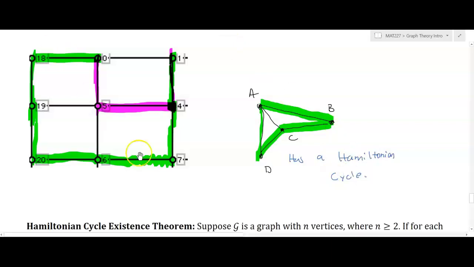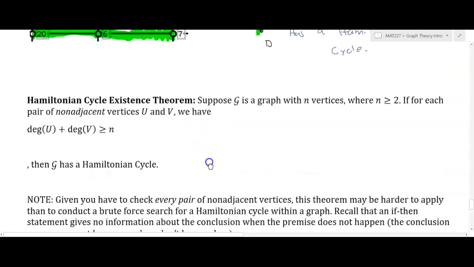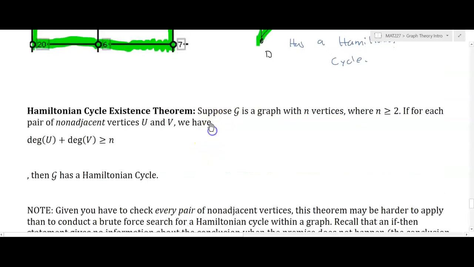Now there are some theorems that allow you to determine whether one exists. And here is one, and we're not really going to use it because it's really inefficient. Suppose G is the name of a graph with n vertices, where n is at least 2. If for each pair of non-adjacent vertices u and v, we can add together their degrees and it's at least the size of n, then G has a Hamiltonian cycle. So what we mean by this theorem is if we compare every vertex to every other vertex that is not directly connected to it, like this, in this graph.